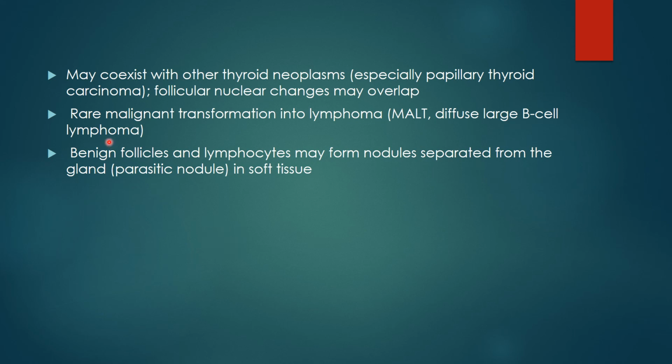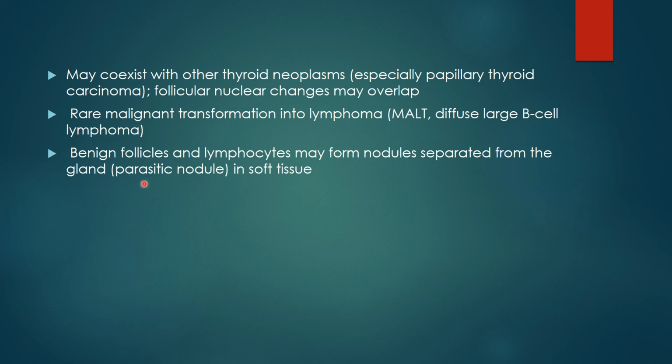A few more things which are important to discuss with you is that Hashimoto thyroiditis may coexist with other thyroid neoplasms. For example, papillary thyroid carcinoma, in which most of the time Hashimoto thyroiditis can exist. These follicular nuclear changes may overlap. Okay. Rare malignant transformation into lymphoma, and the most common lymphoma which occurs in Hashimoto thyroiditis is the MALT lymphoma, or diffuse large B-cell lymphoma.